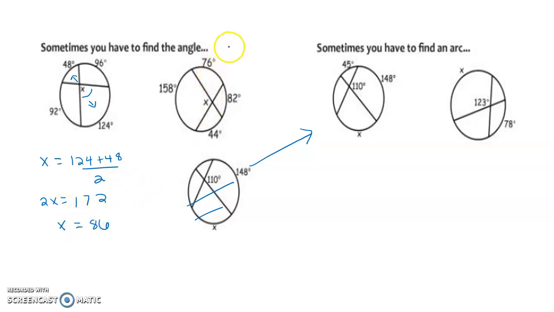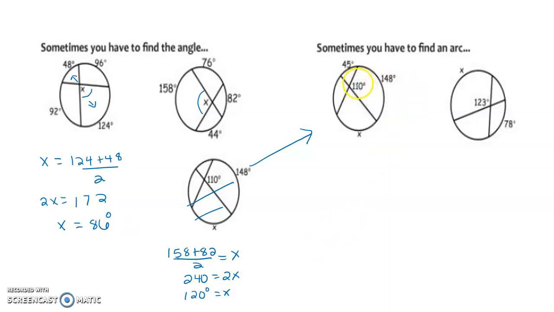Let's try this one more right here. I'm looking for this angle measure. So I'm going to have my arc plus arc divided by 2 equals my angle measure. Multiply by 2 on both sides. And I end up with 240 equals 2x. Divide by 2. And I have 120 degrees. That equals the angle measure x. And then sometimes we have to find the arc.